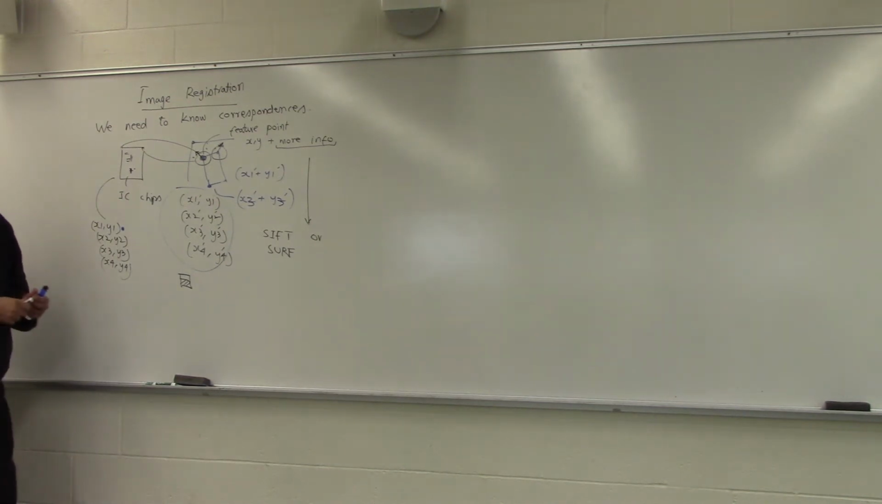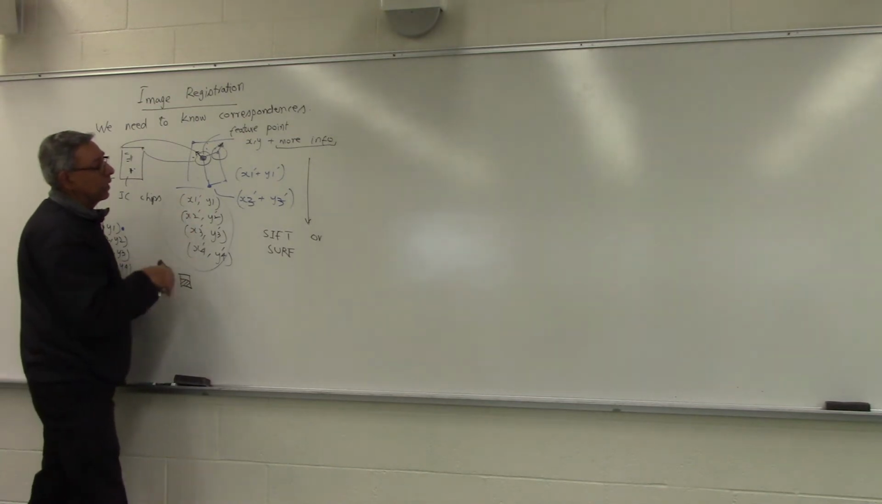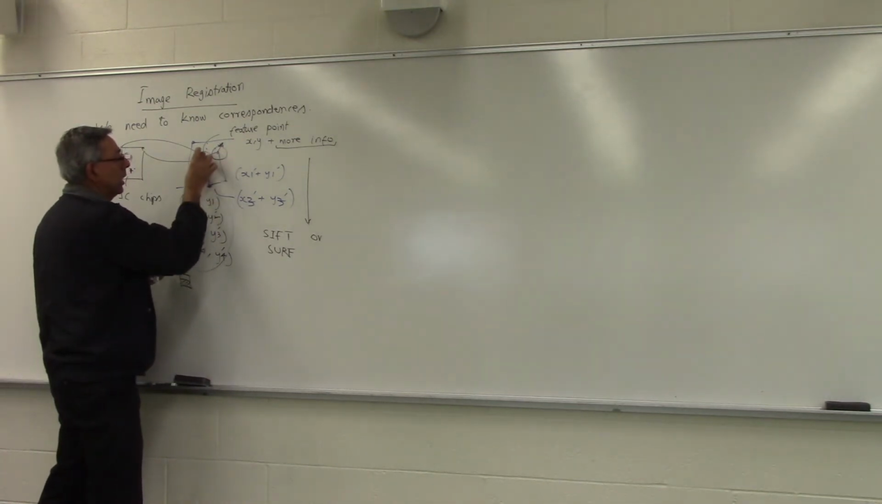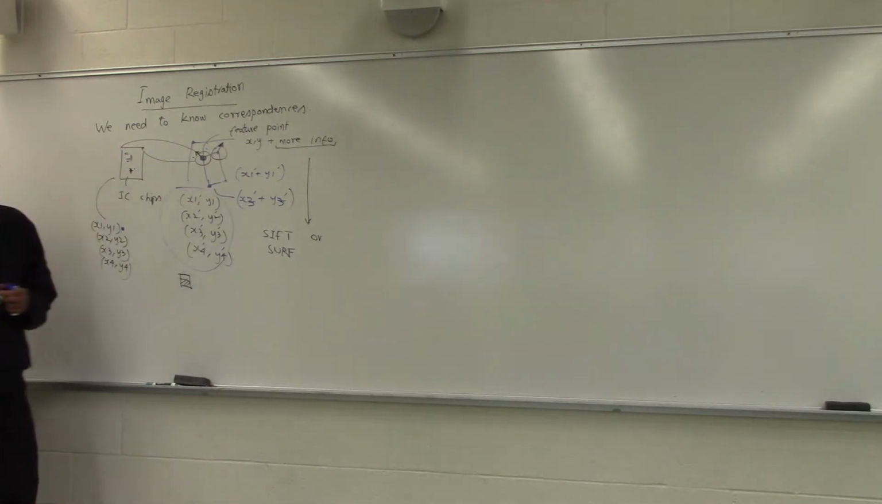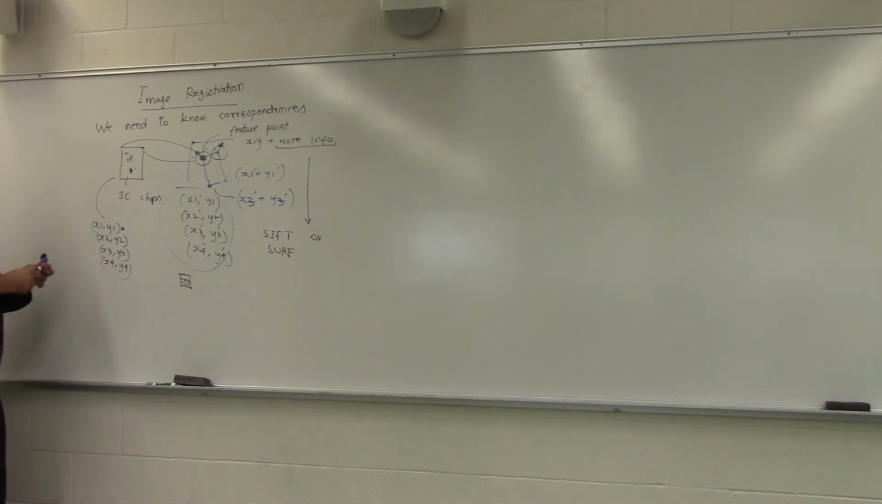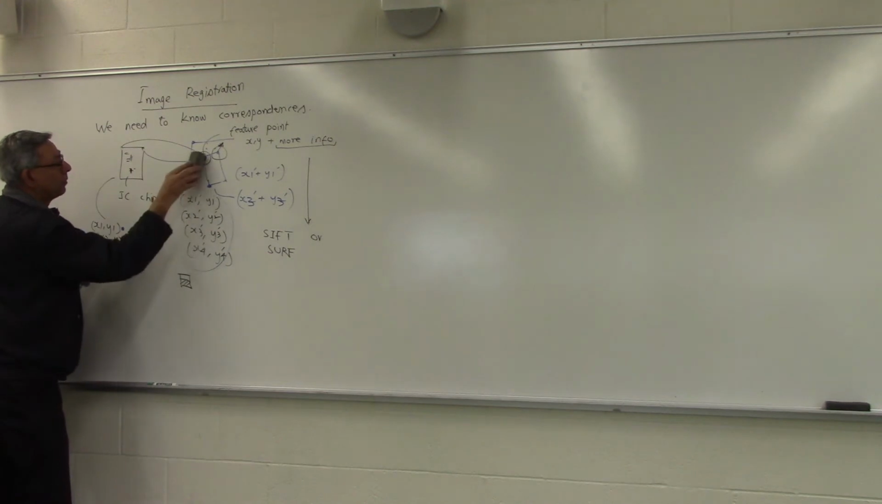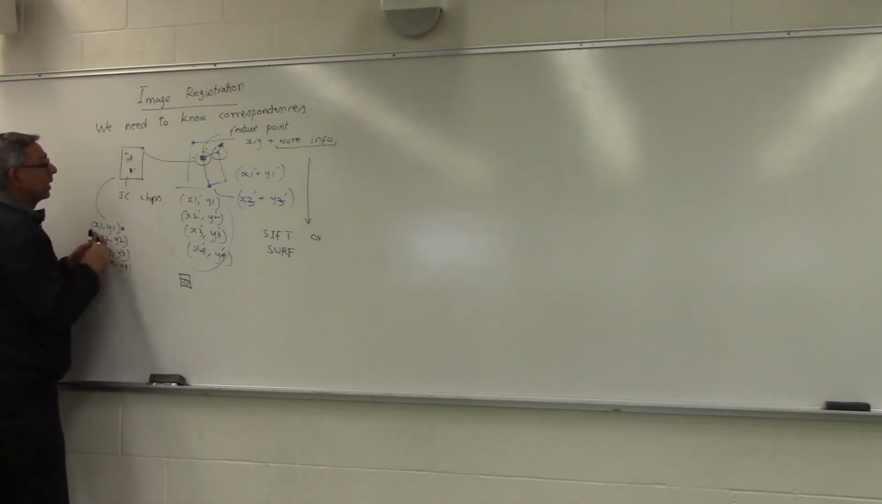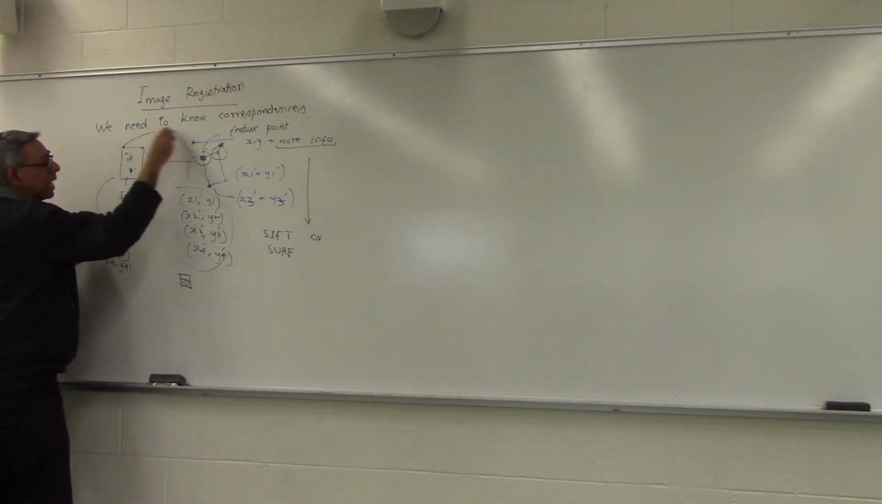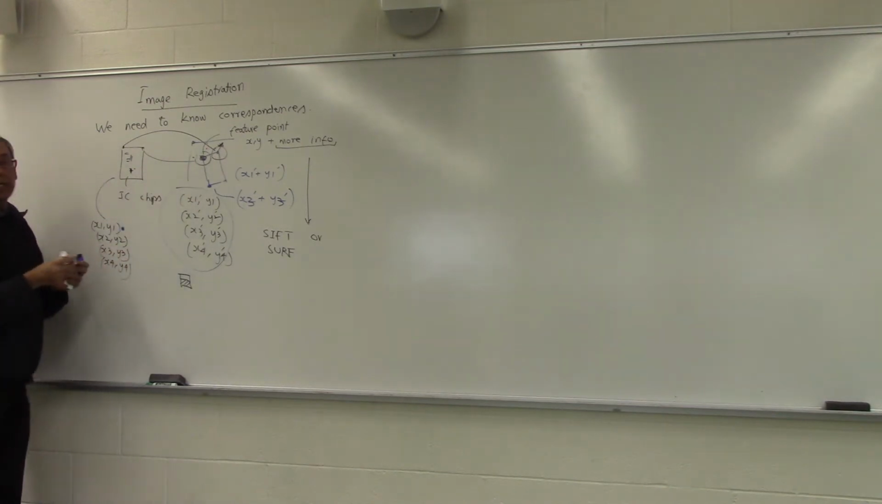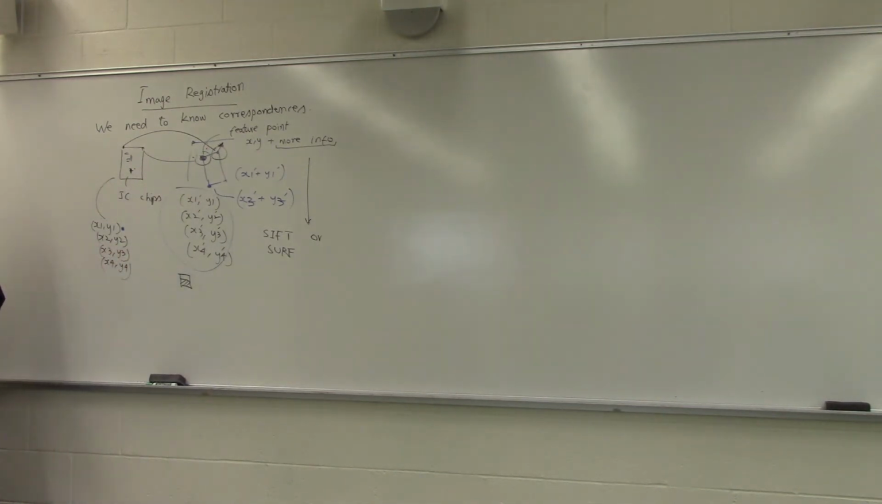But the bottom line I'm trying to say is that we all agree that simply knowing the location of the feature point doesn't help us, because if you establish the wrong correspondence, meaning if you assume this is actually corresponding to this point, it will totally mess up the registration.